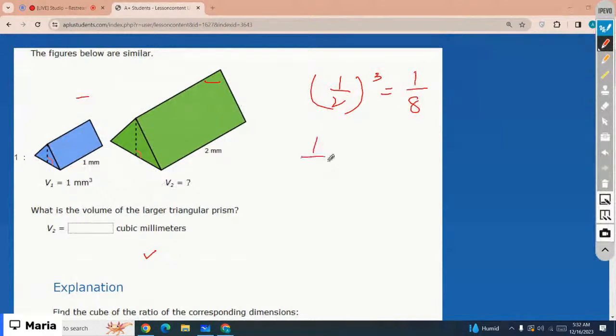And now equate it with the corresponding volumes, that is 1 and V2. You need to calculate V2, right? Just multiply 1 times V2 and 8 times 1. So that is V2 equals 8. That means the volume of the missing one is 8, right?